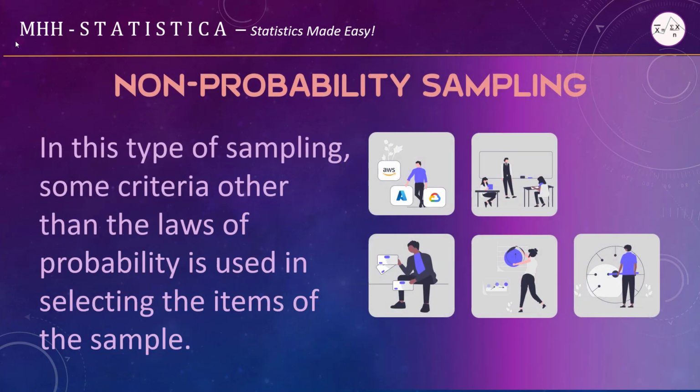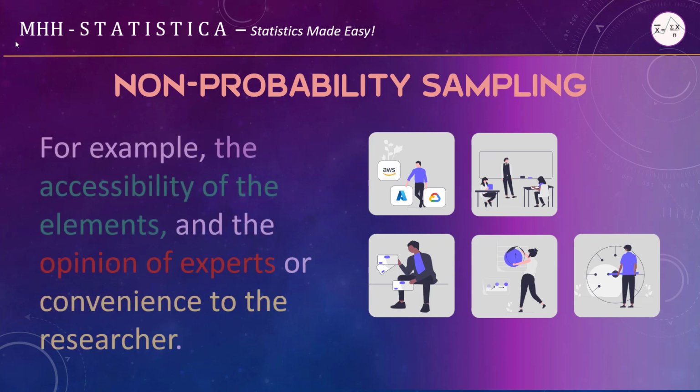In this type of sampling, some criteria other than the laws of probability is used in selecting the items of the study. For example, the accessibility of the element, the opinion of an expert, or convenience to the researcher. In addition, non-probability sampling is a type of sampling in which not everyone in the population has a chance of being selected.